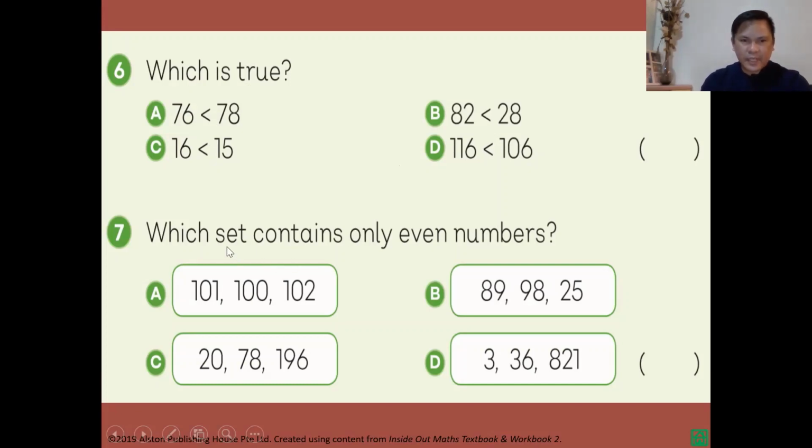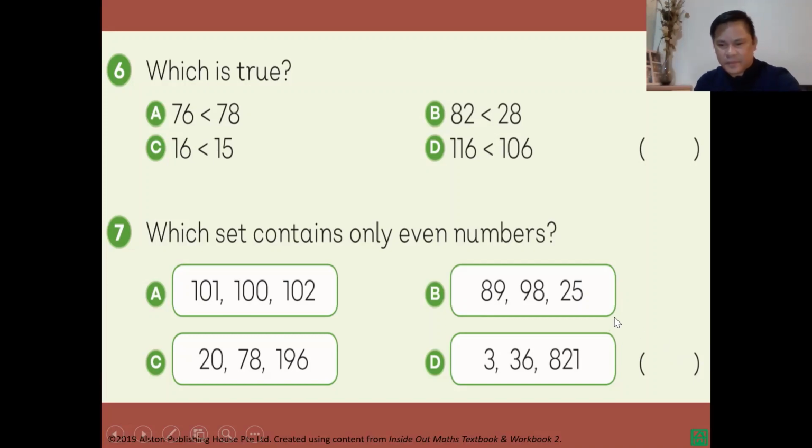Number 7. Which set contains only even numbers? When you say even numbers, 0, 2, 4, 6, 8, 10, 12, 14, 16, 18, 20, and so on. Is it A, B, C, or D? Which one is even numbers here? A, B, C, or D?